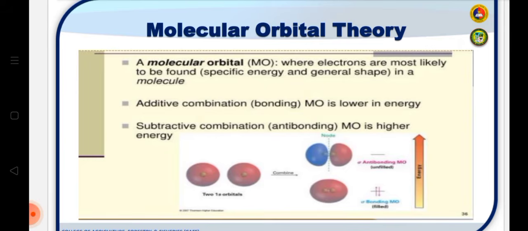So let us simplify this one. Instead of orbitals overlapping, the molecular orbital theory says orbitals combine to form new molecular orbitals. So in additive combination, we have a bonding orbital. The bonding orbital is stable and has lower energy. It does not consume energy, it just has lower energy in additive combination, and the bonding is stable. And then in subtractive combination, it is an anti-bonding orbital, and the bonding is unstable. So subtractive combination is not stable, and it also has higher energy.